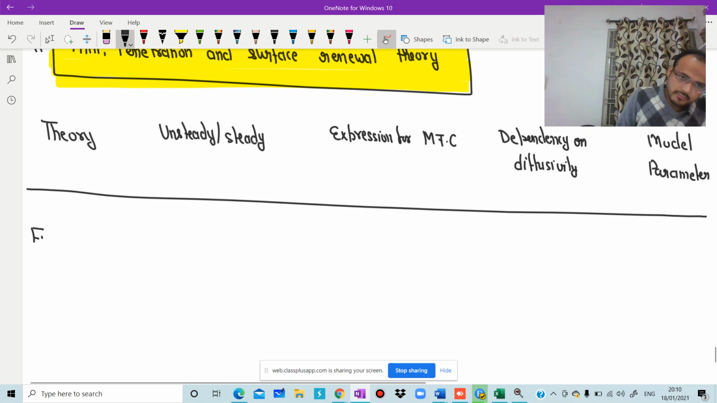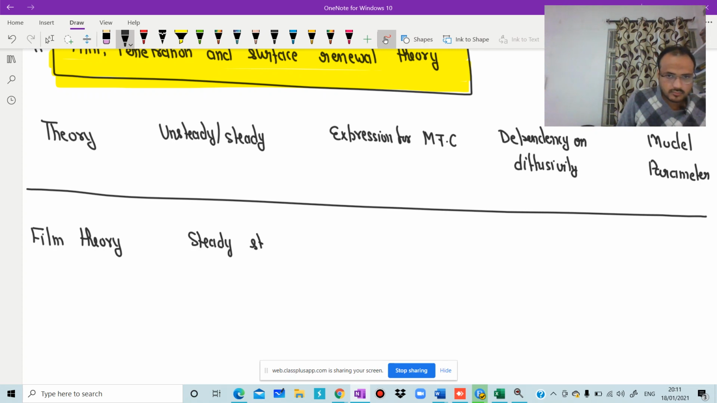First, we have film theory. This is steady state. Here we have KL is equal to DAB by del. So KL is directly proportional to DAB to the power 1. And here the model parameter is del, the film thickness.